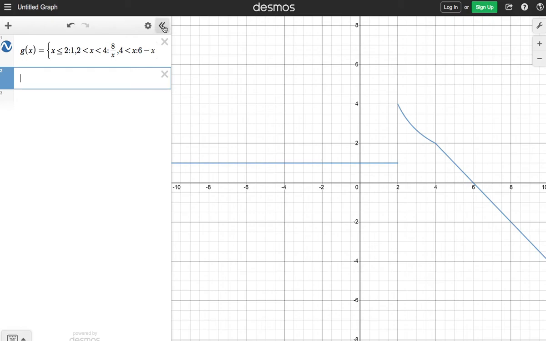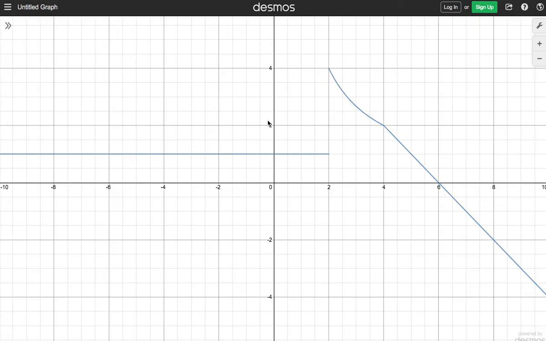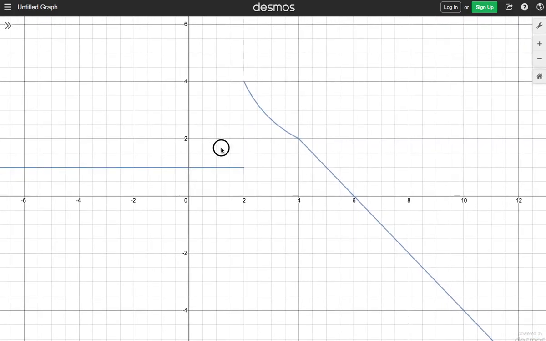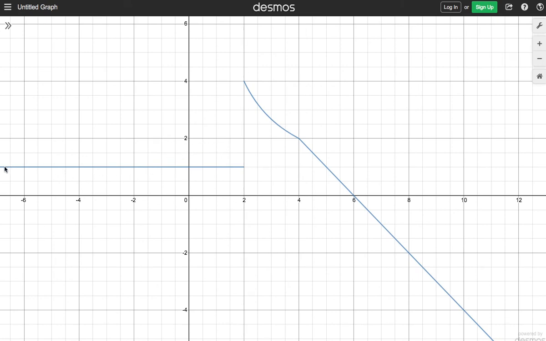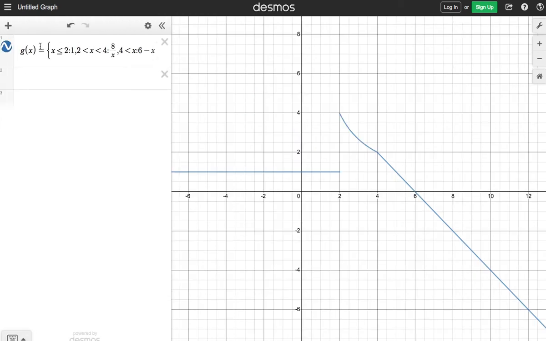And you can move this over so we can view the entire function itself. But here it is. Here's the function. It's this horizontal line. It then jumps up to this rational function, and then it's a decreasing linear function going in this direction. So putting the function back over here, it's kind of complicated because it has several parts, but it is possible to graph these types of functions.